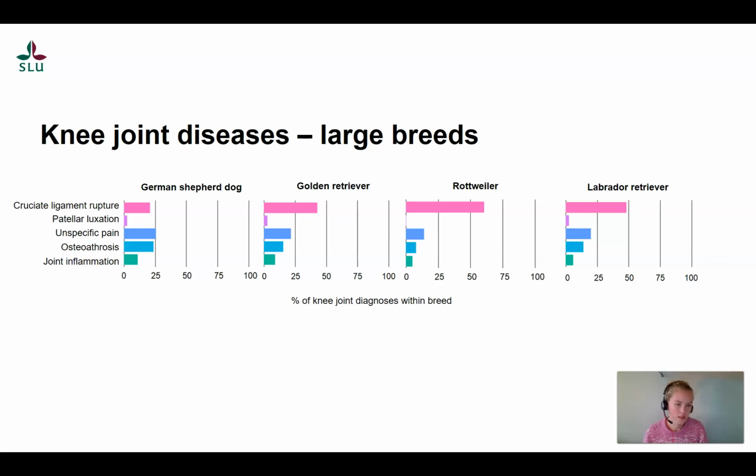But you can also see that unspecific pain was common in these breeds, the blue bar, as well as osteoarthrosis. On the other hand, patellar luxation was really uncommon in these breeds. The purple bar, you can see that there were hardly any individuals affected by this condition in these large breed dogs.